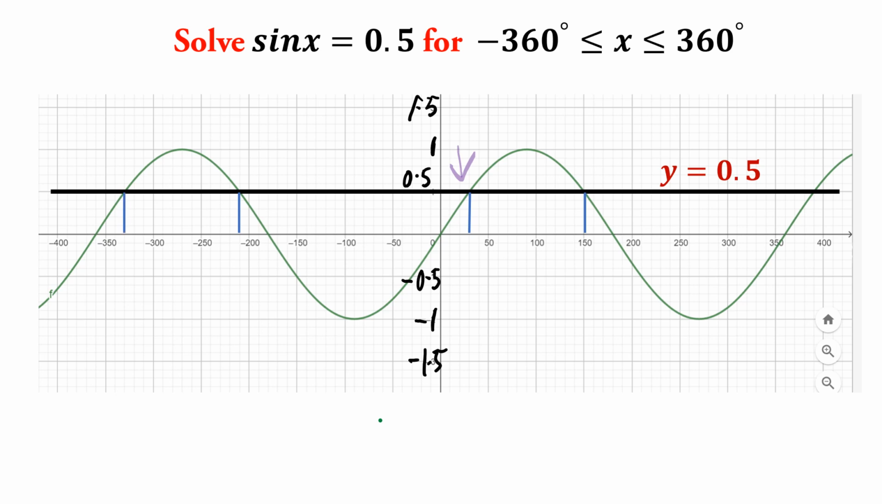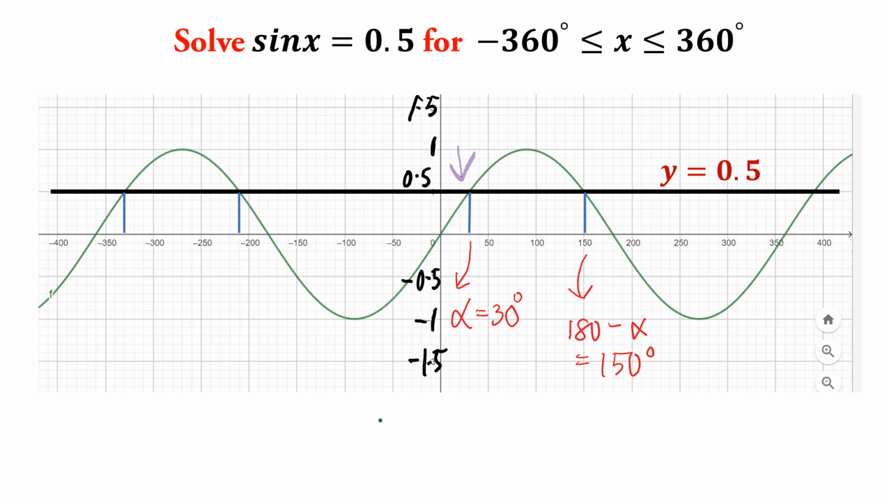Second intersection point, third, and so on and so forth. The first value you get is 30 degrees. The second value is 150. How do you get 150? 150 is when you take 180 minus the first angle. So the first angle is very important.